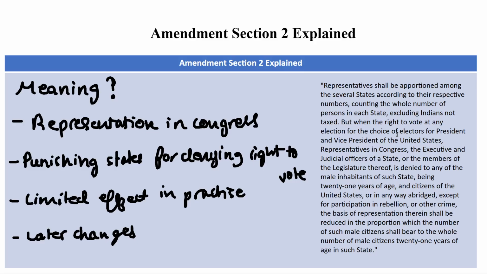Now, why is Section 2 important? It eliminated the Three-Fifths Compromise, making every person count equally for representation. It showed an early attempt to protect voting rights, though it was not strongly enforced. It influenced later voting rights protections in the 15th, 19th, and 26th Amendments.